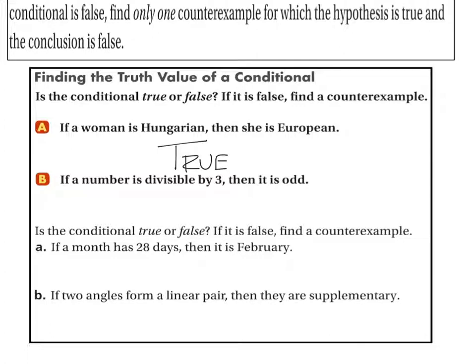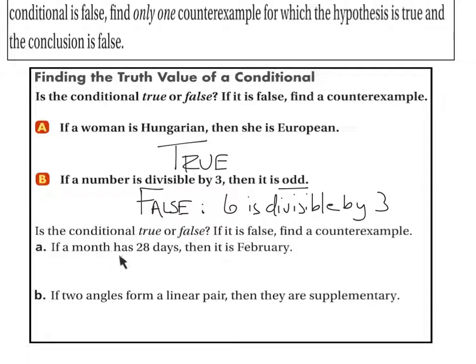No. Does 3 go into 5? No. Does 3 go into 6 evenly? It sure does. Wait, is 6 an odd number? No, it's not. So therefore, this one is false. And because it's false, I've got to give a counterexample. My counterexample is 6 is divisible by 3, but guess what? It's not odd. It's an even number. Okay? So in that case, that's a false statement. All right, next one.